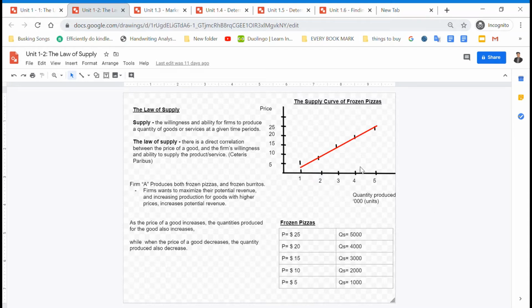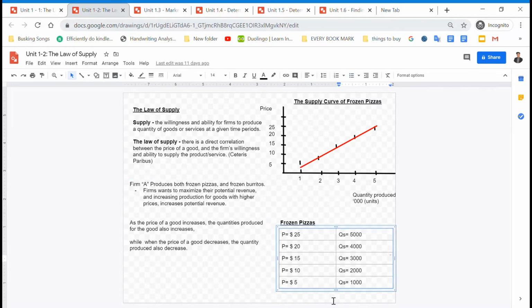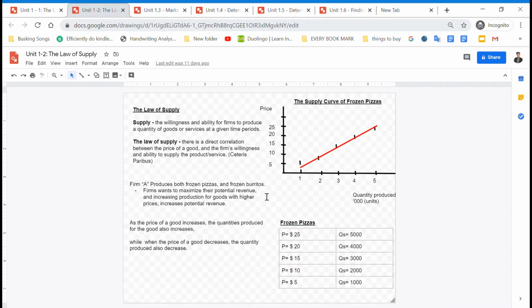Therefore, the supply curve slopes upward, seeing as how the willingness and ability for firms to produce goods decreases as the price decreases, and the willingness for firms to produce goods increases as the price of a good increases. So from this example, we can illustrate how the positive correlation between the price and the quantity of a good has a direct connection, which is the law of supply.